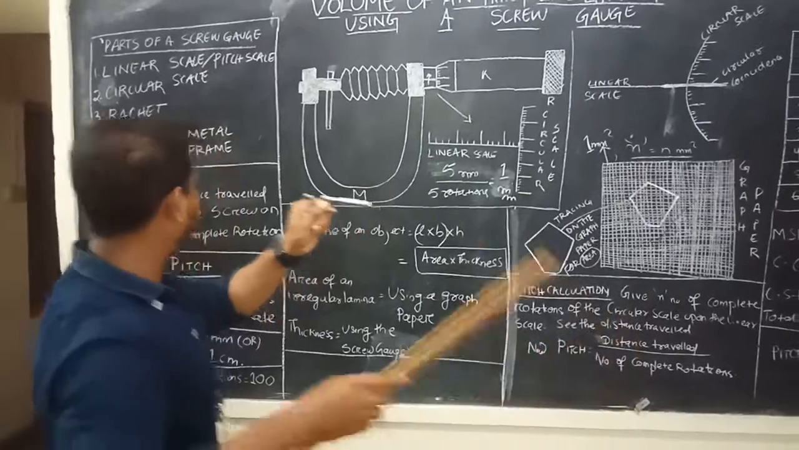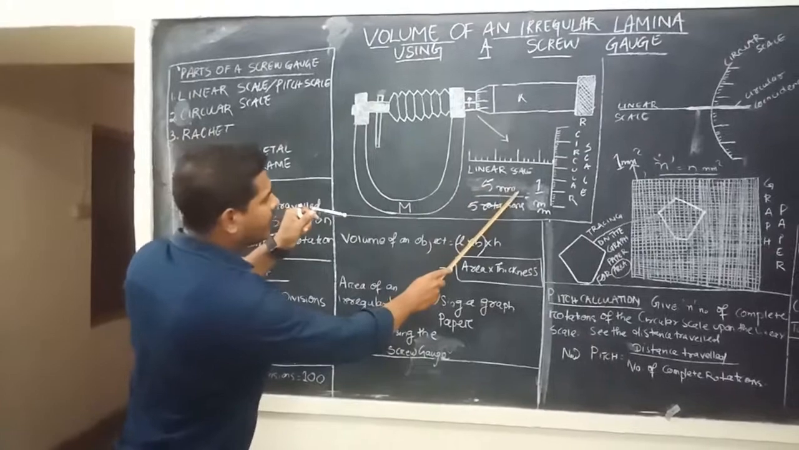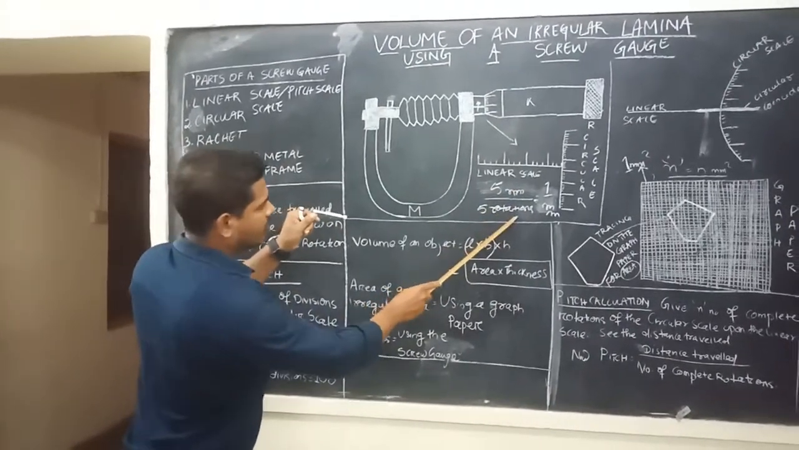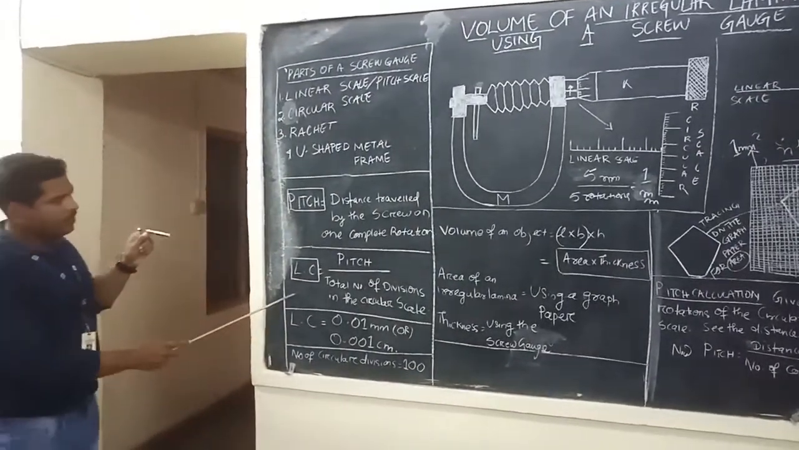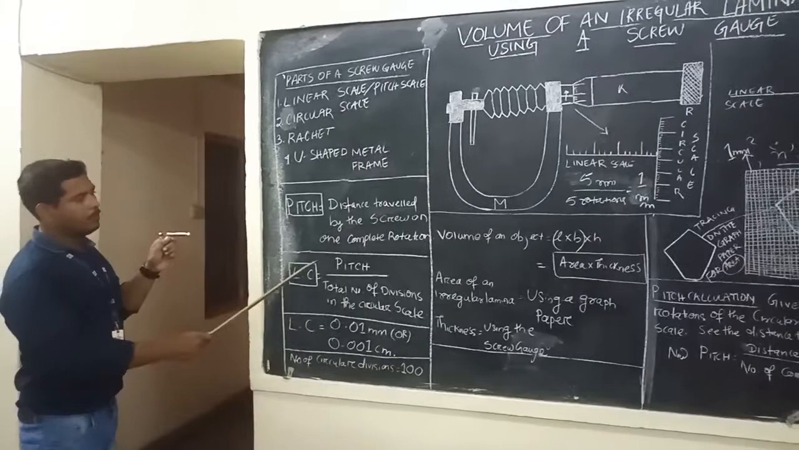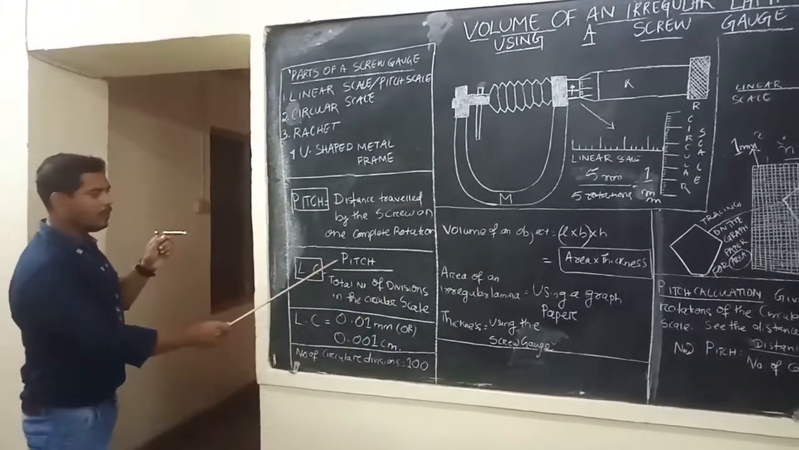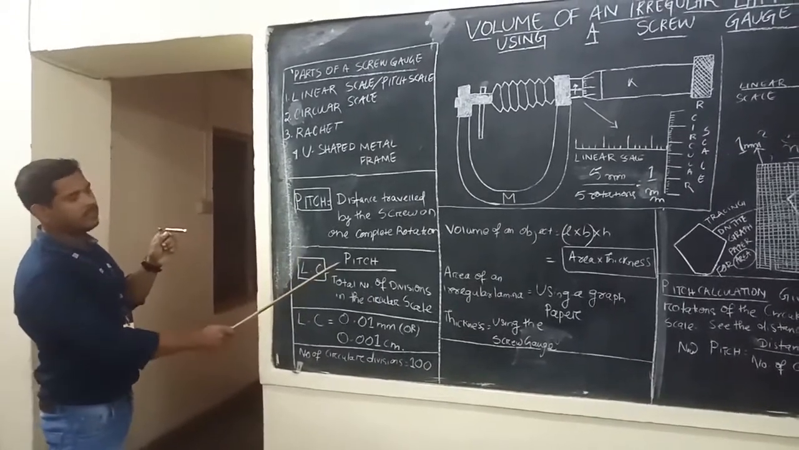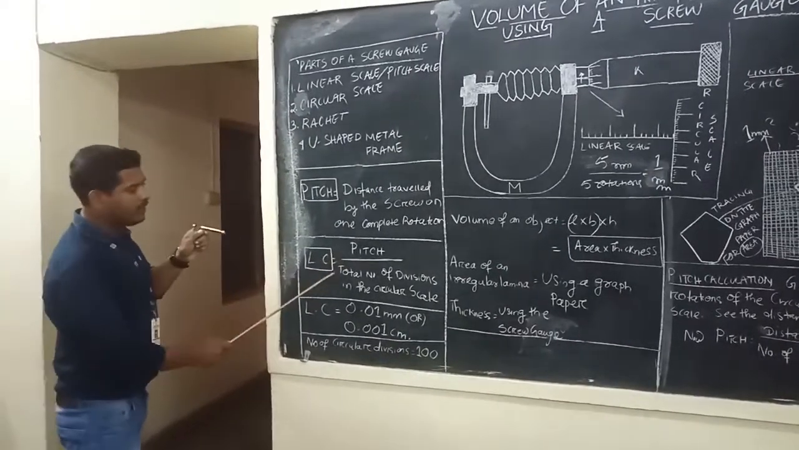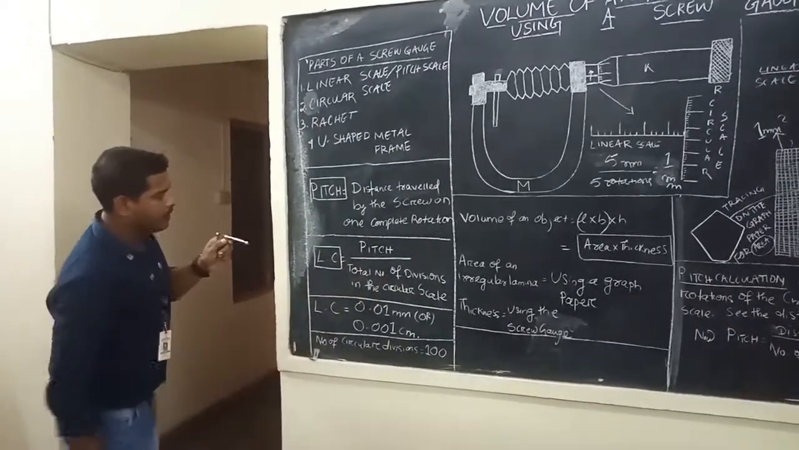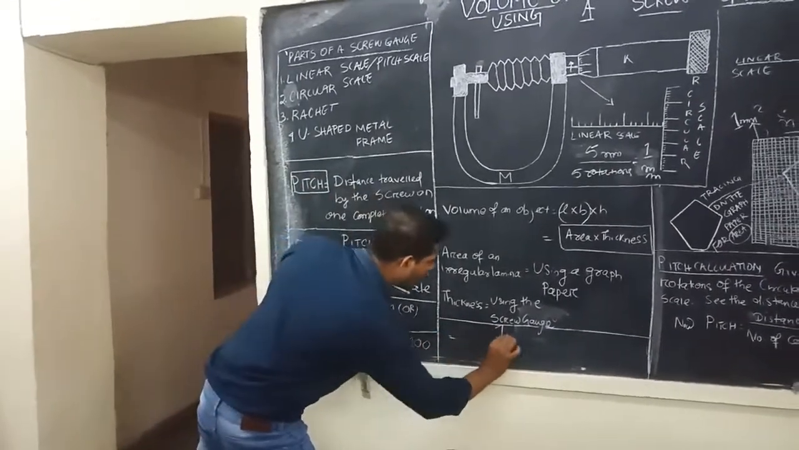Now use the formula: pitch equals distance traveled by the circular scale divided by number of rotations. Now you get the pitch of the screw gauge. Now coming to the least count. Least count is pitch divided by total number of divisions in the circular scale. So why is pitch important? Because in the least count formula pitch is there. So we have to find the pitch properly to find the LC properly. Pitch we found is 1 mm.